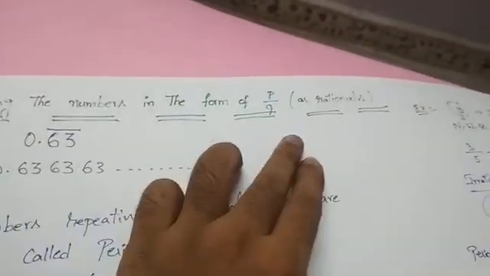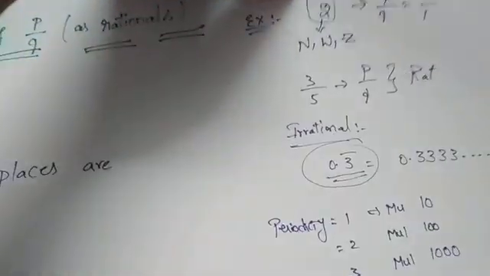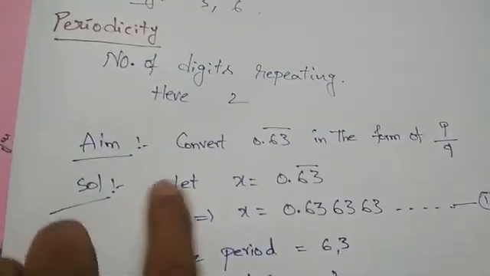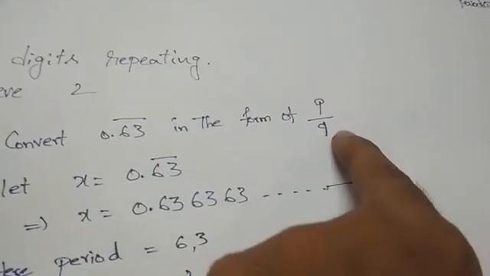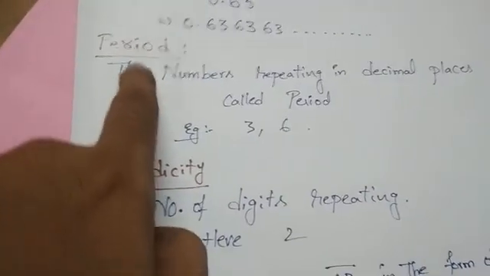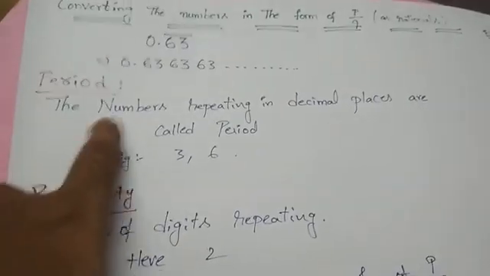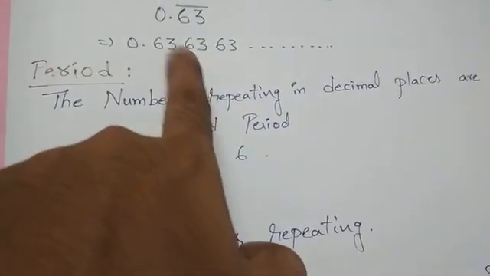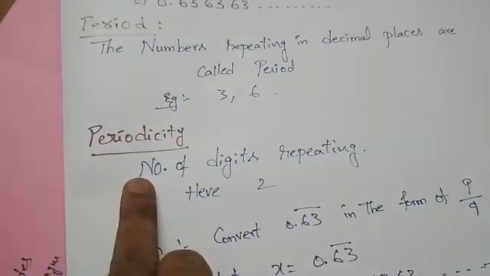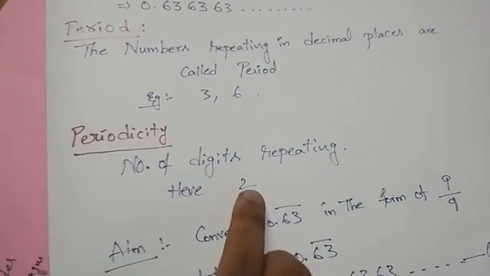Like this you have to calculate. See here one more time, the target is converting numbers into the form of p by q. Any number we can convert in the form of p by q. Our target here is converting such a number into a rational number. For that we have checked these two values: what are the period and periodicity? Period: the numbers repeating in decimal places are called the period. How many numbers are repeating is called periodicity. Here the number of digits repeating is 2.